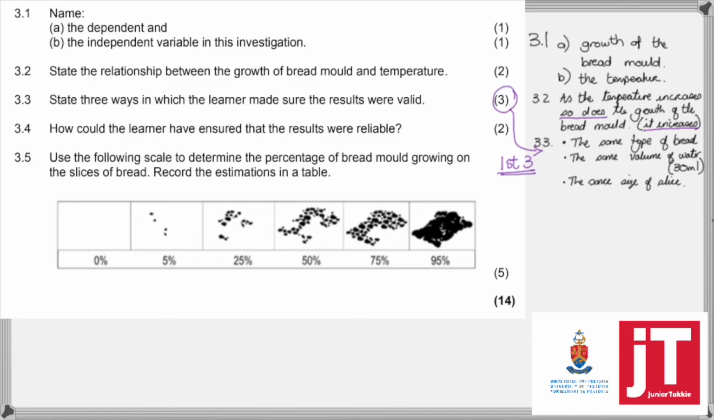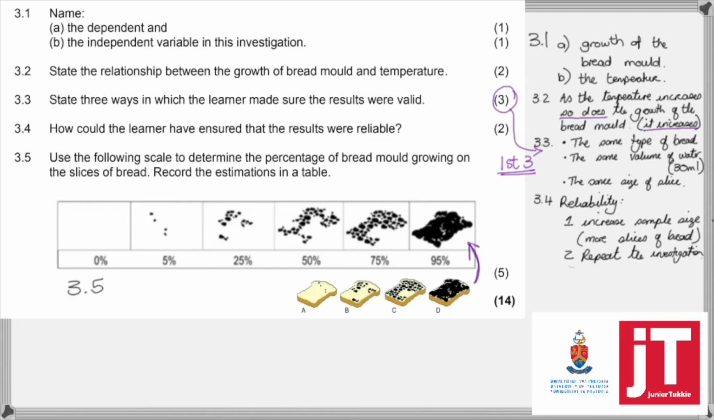Okay, let's have a look at 3.4. How could the learner have ensured the results were reliable? Now we're looking at reliability, and the fallback here is always looking at increasing our sample size and repeating the investigation. But we need to make sure that our answer is geared to this specific investigation. How would we have increased the sample size? We would have used more slices of bread. How would we have repeated the investigation? Simply do it more than once and then take an average result for each of the growths.